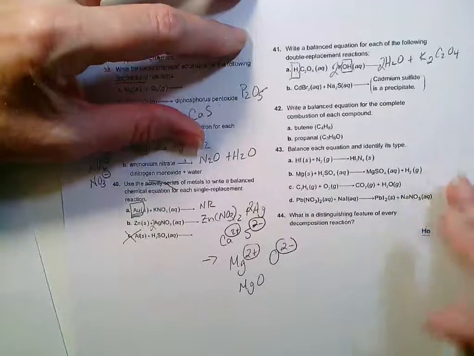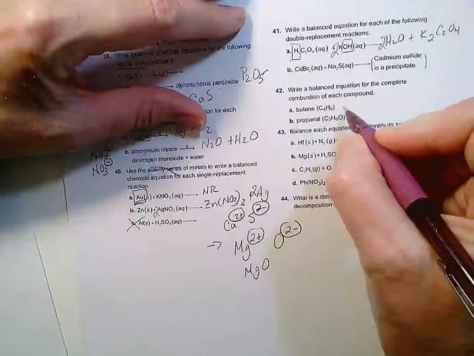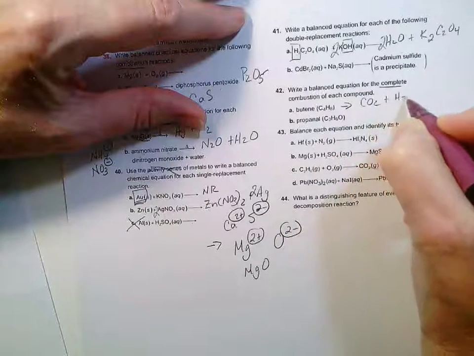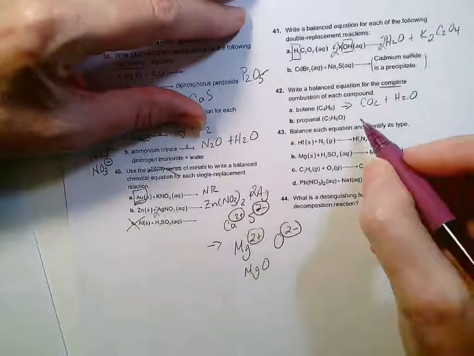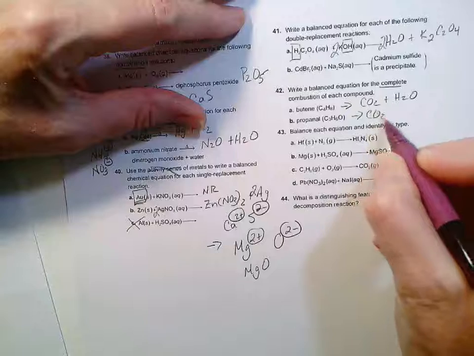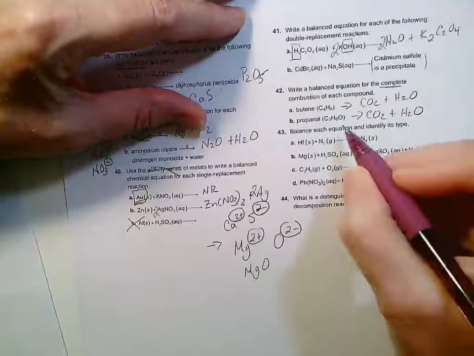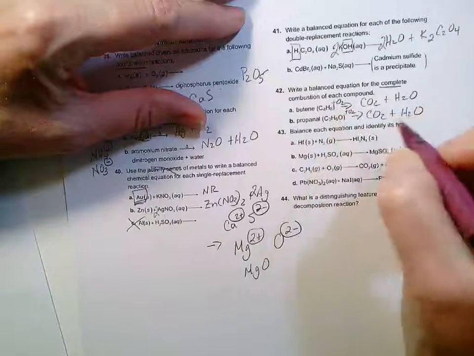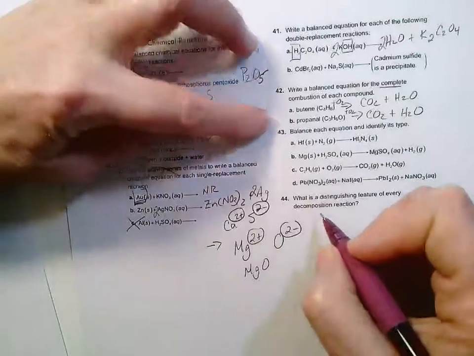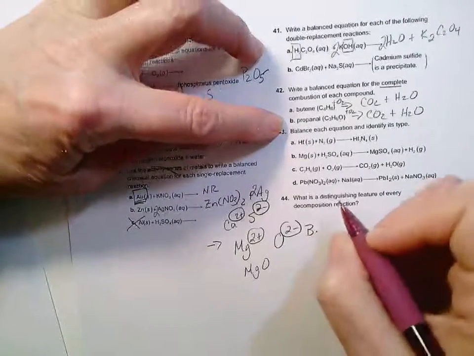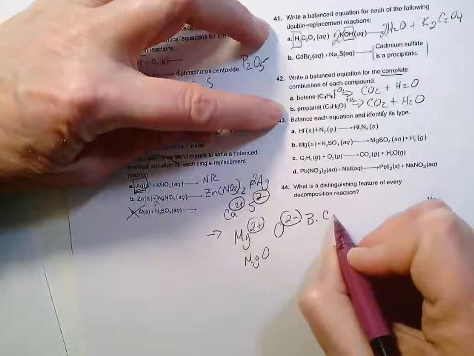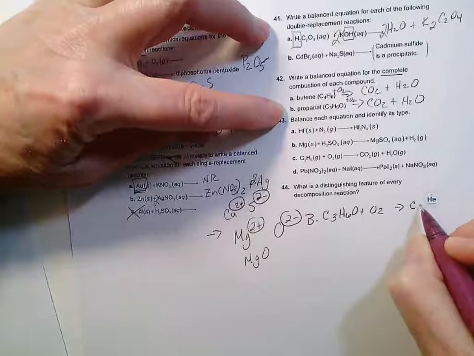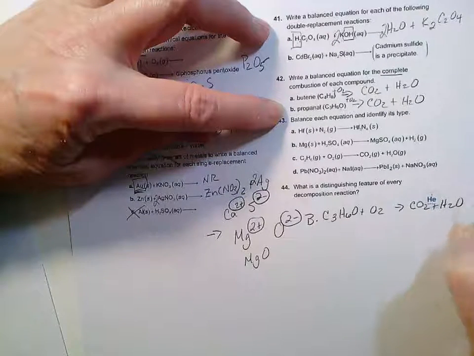Hopefully this is helping you if you're writing a combustion reaction. When it says complete, you know you're going to get CO2 plus H2O. You get the same two products here. It's just now a little bit more difficult to balance because we have oxygen. We need that as a reactant in both of these cases. And so let me balance out B. And B would be C3H6O plus O2 yields CO2 plus H2O.